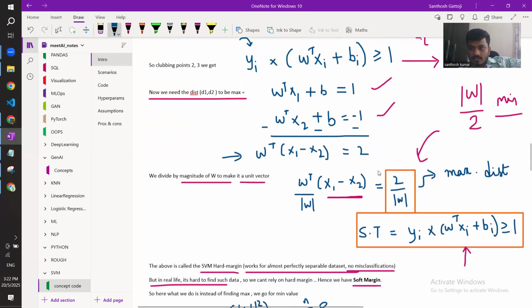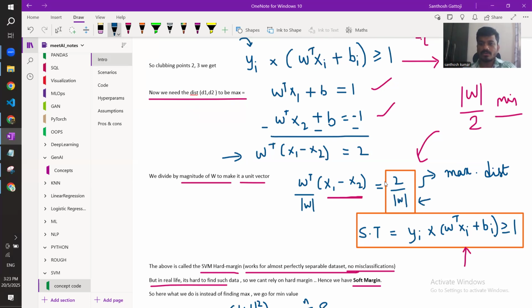The meaning of this is, you take any plane, and that plane will have some equation, let's say w1 x1 plus w2 x2 plus w0 equal to 0, for two features. Now you have w1 and w2, so you can calculate the magnitude of w, that is the square root of w1 square plus w2 square. That should not be maximum, it should be minimum, because the overall 2 by mod w should be maximum, so the denominator should be minimum.